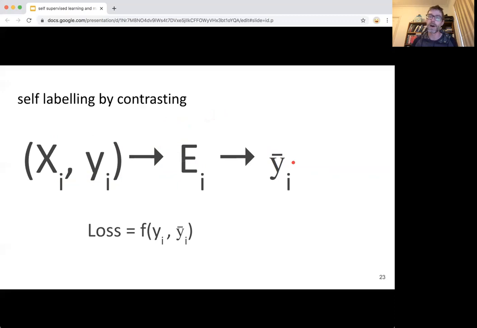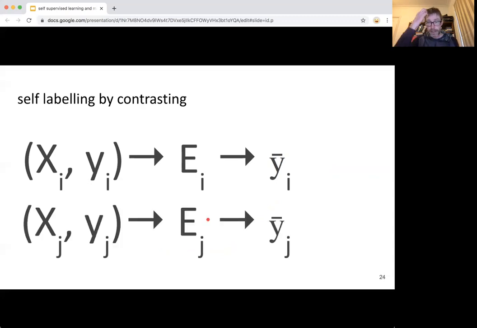This subscript i just talks about one particular example. And again, in the supervised case, the loss objective is related to the true Y and the predicted Y. Let's think also about another example from the data set, the jth example. So again, we've got the same idea: the jth XY pair goes through some encoding and from that makes a prediction about the jth element.